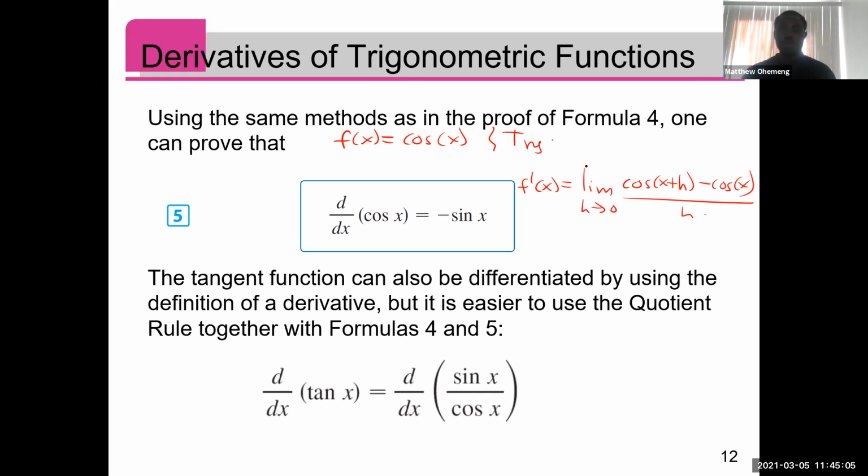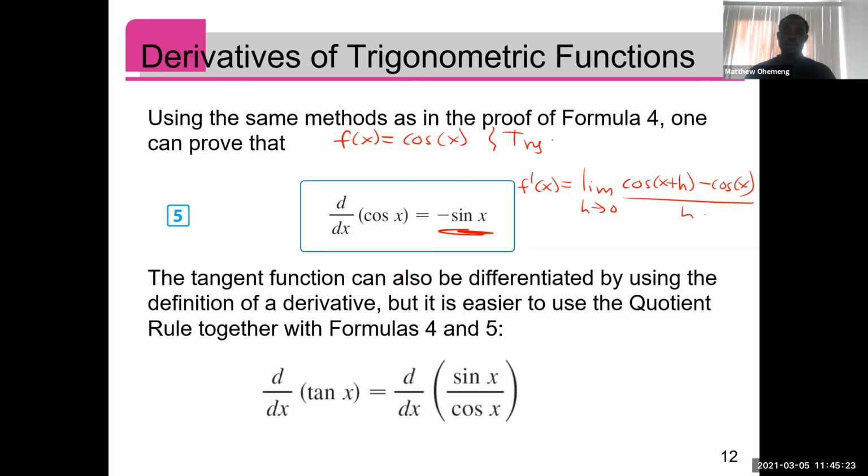But when you use this proof, you're going to get a negative sign. So the derivative of sine is cosine, but the derivative of cosine is negative sine. Okay, so we've established two. Now, because we've established these two, we can get all the other ones.